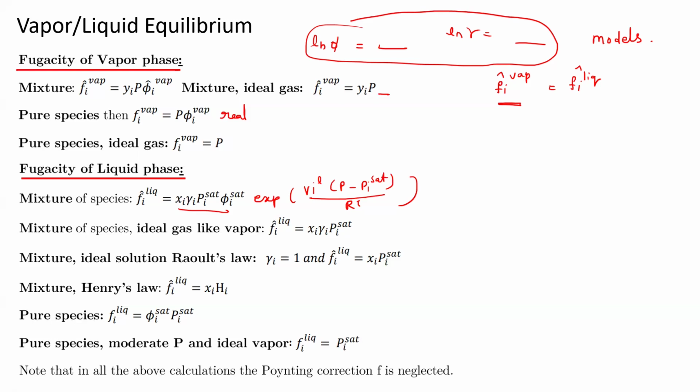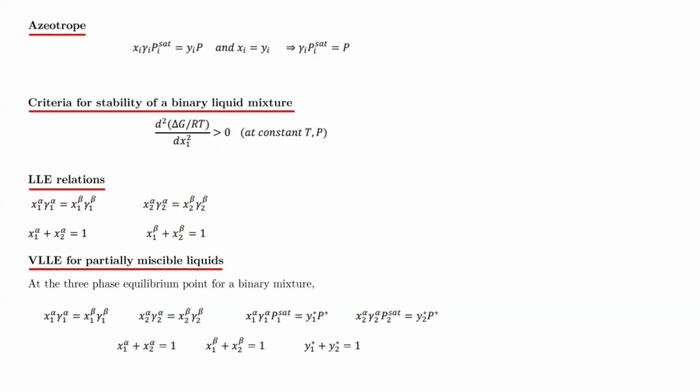And when it comes to the pure species, anyway, you know, Xi is always equal to 1. And if it is an ideal vapor, this phi I equals 1. That's why f I liquid is equal to Pi sat for a pure ideal vapor kind of compound. Later in this week, Professor Gumma has discussed azeotropes. We have discussed all these things in detail.